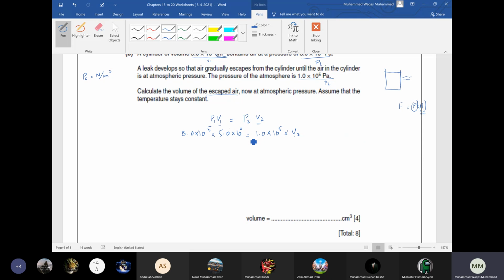That, beta, for a fixed mass of gas, when the volume of the gas is 5.0 times 10 to the power 3 cubic centimeter, its pressure is 8.0 times 10 to the power 5 Pascal. Now, for the same mass of gas, if the pressure is 1.0 times 10 to the power 5 Pascal, what would be the volume of the gas? This is what it means now. This is what it means, yes or no?